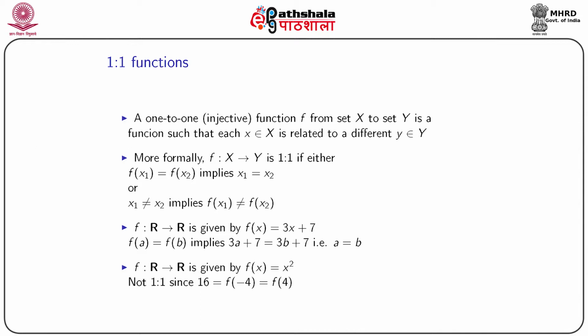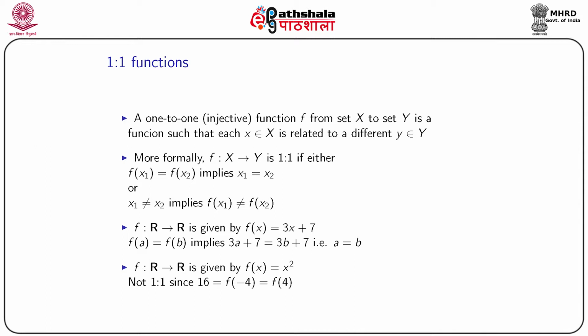First condition: if f(x1) is equal to f(x2), then it must imply that x1 is equal to x2. Or if we say it in the reverse way, if x1 and x2 are not equal, that means x1 not equal to x2, that implies that f(x1) can never be equal to f(x2). That means f(x1) not equal to f(x2).